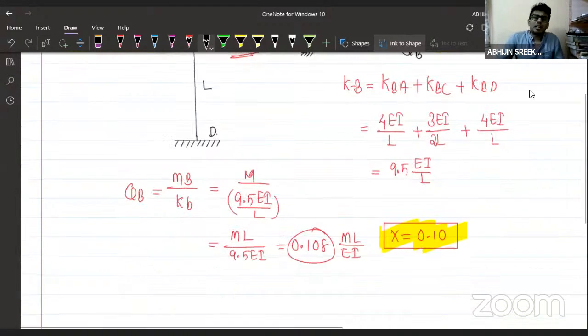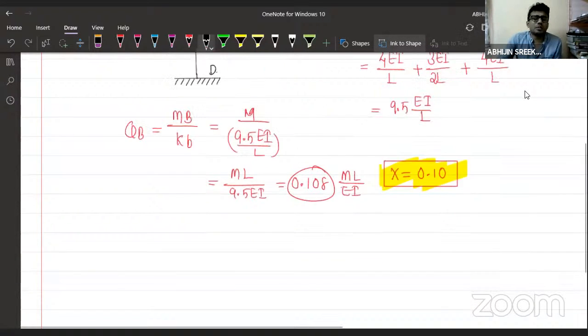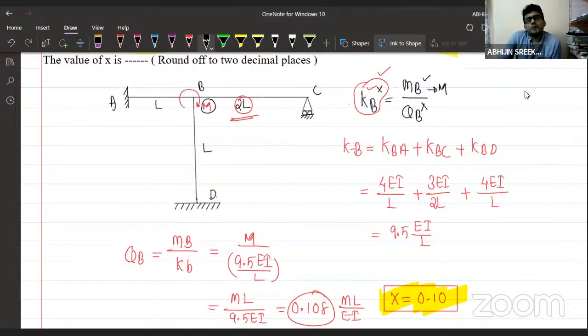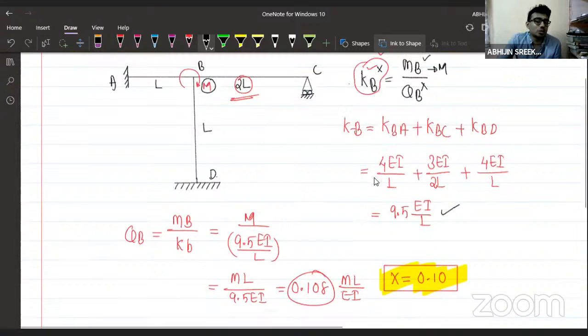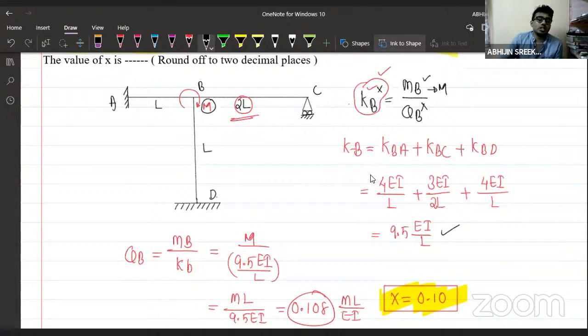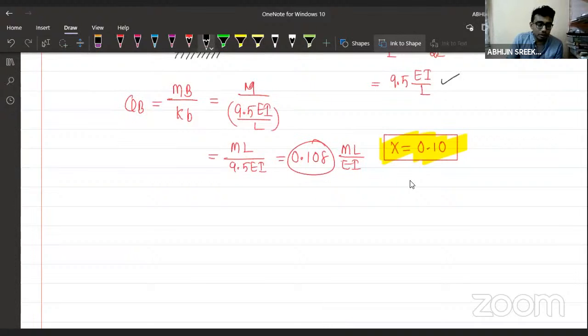See, different kinds of questions are possible here. Sometimes you will be asked to calculate the stiffness of the joint. You can calculate the KB value. Sometimes you will be asked to calculate the distribution factor. How to calculate the distribution factor? If I'm asking you the question, what is the distribution factor for the member BA? I'm going to denote it with DFBA.